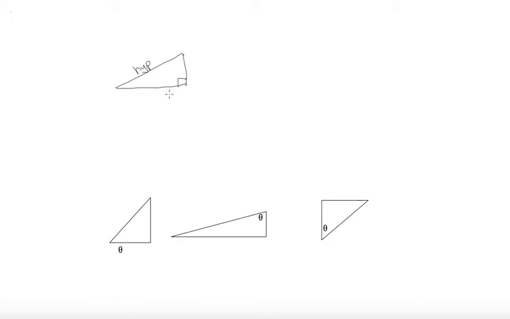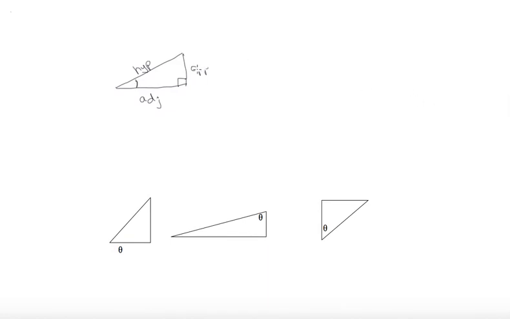Then the other two sides are labeled based on which angle we're considering. So, for example, if we were talking about this angle right here, then we would say the other two sides are either opposite or adjacent. Well, this side over here is opposite, and this side over here is adjacent. Adjacent meaning beside something. So if we're talking about this angle, we have the opposite, we have the adjacent, we have the hypotenuse.